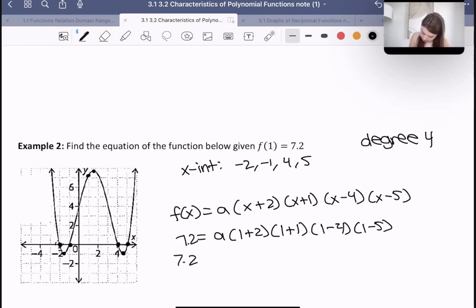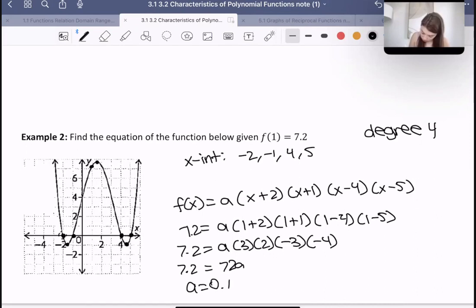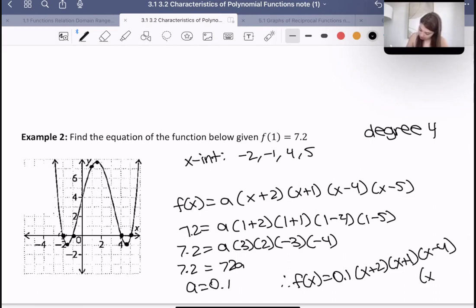That would be 7.2 equals a times 3, 2, -3, -4, which means 72a equals 7.2, which means a equals 0.1. So therefore my overall equation is going to be f of x equals 0.1 times (x + 2)(x + 1)(x - 4)(x - 5). And there we go. So let's review quick.